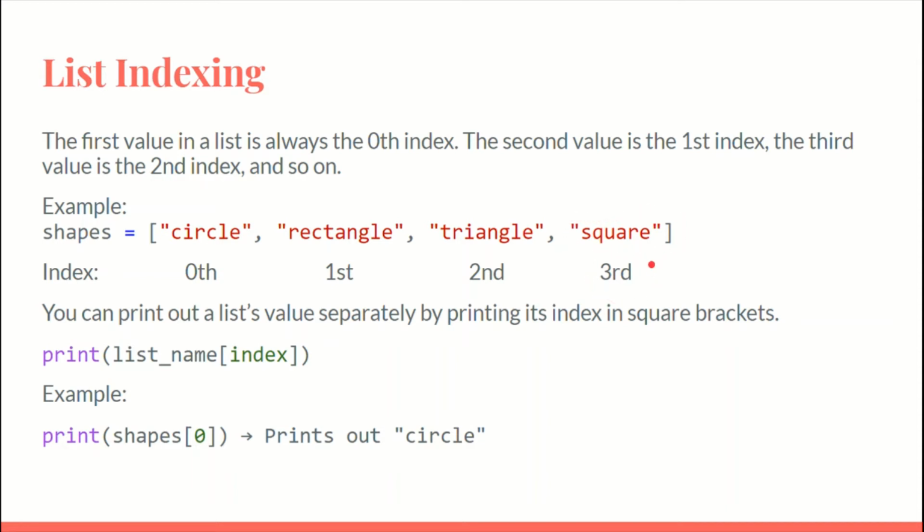You can print out a list's value separately by printing its index in square brackets. So here you first need a list name. In this example, it's shapes, and the index in square brackets. Shapes is the name of the list, so that means it's this list over here. And here we're accessing this 0th index. So the 0th index here is circle. So in the console, it's going to print out circle.